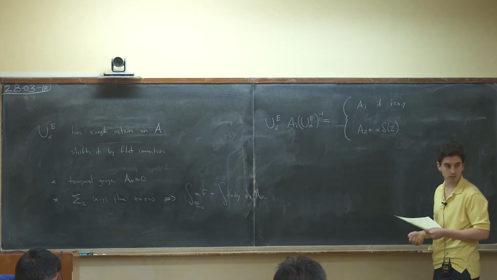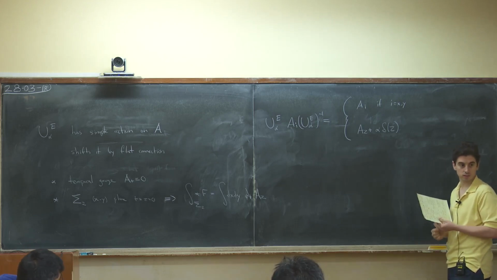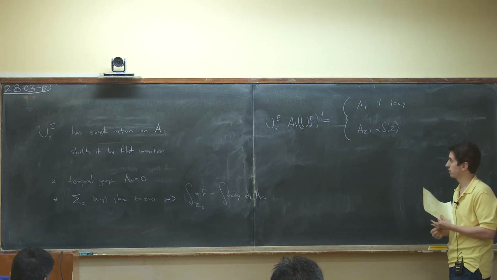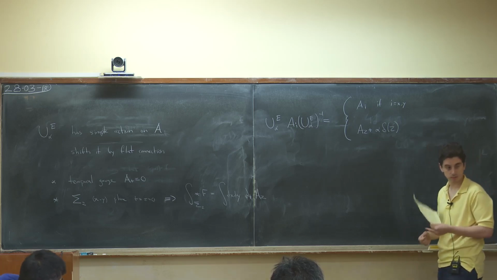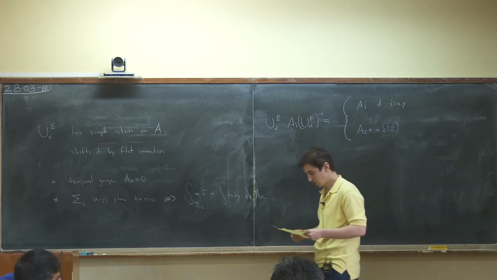So this is an equal time commutation relation. As a result, there is no delta function of t, of course. It's just delta of z. So there's some surface. So I put everything at t equals 0.